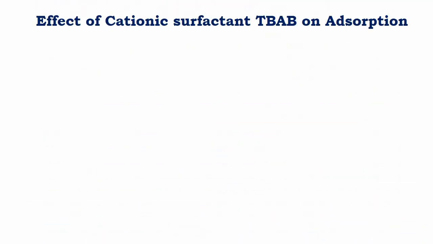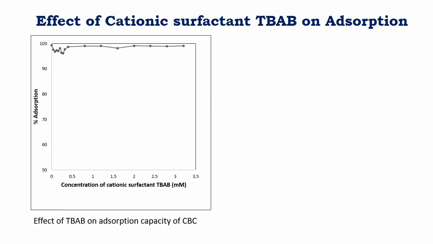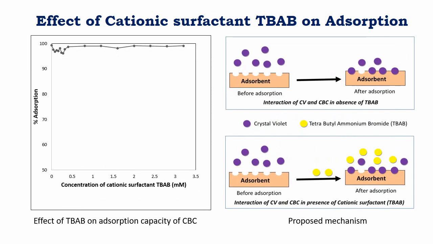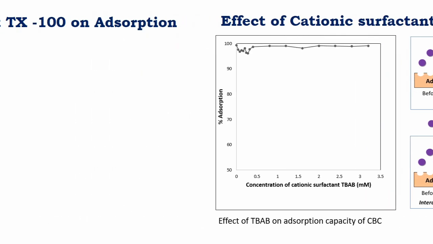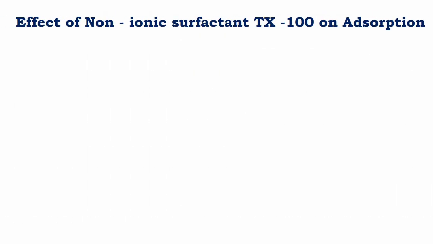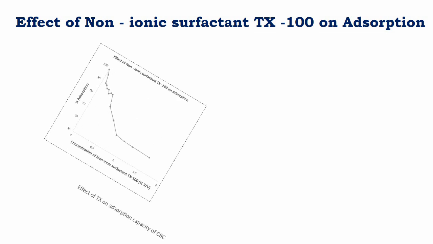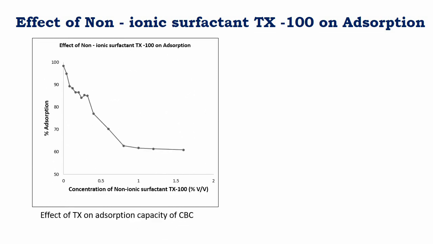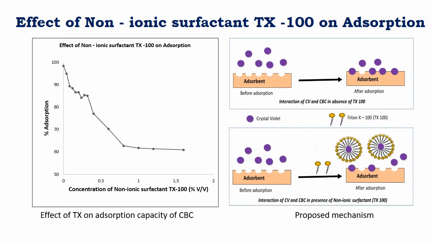Tetrabutyl ammonium bromide, that is TBAB, was selected as representative cationic surfactant. It is observed that TBAB does not affect the percent adsorption significantly due to the presence of similar charges. Triton X100, that is TX100, was chosen as representative non-ionic surfactant. It is observed that as concentration of TX100 increases, percent adsorption goes on decreasing. This might be due to the solubilization of the dye in micelles of TX100, or it might be due to the complex formation between the surfactant and the dye, thus causing difficulty in adsorption.